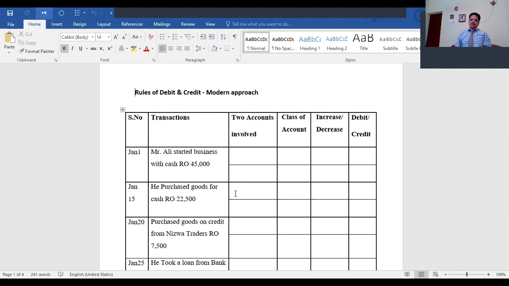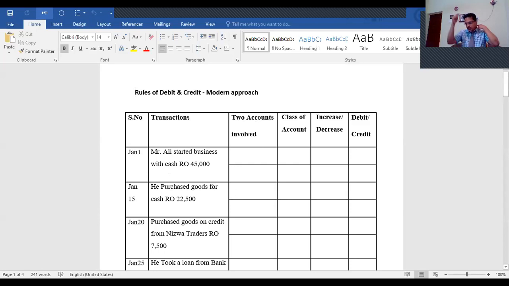Directly you cannot decide. Even though you know the rule, you cannot apply it directly. You have different stages. First, you have to decide the two accounts involved in this transaction. In this transaction, two accounts are involved. That you have to identify.